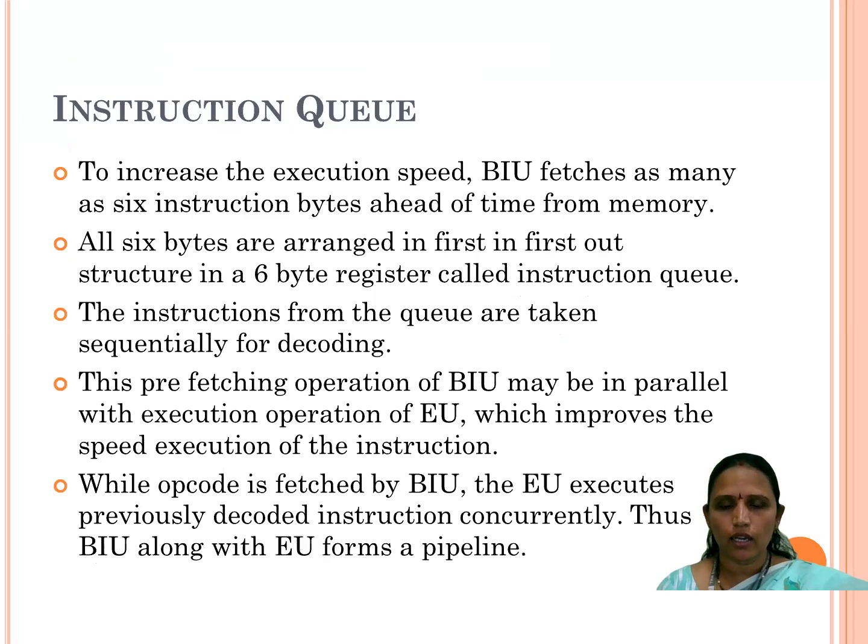So now we'll see the instruction queue. Why are we using the instruction queue? To increase the execution speed. The bus interface unit fetches as many as 6 instruction bytes from the memory. So in total the queue consists of 6 instruction bytes, and all 6 bytes are arranged in a first-in first-out structure. This 6-byte register is called the instruction queue.